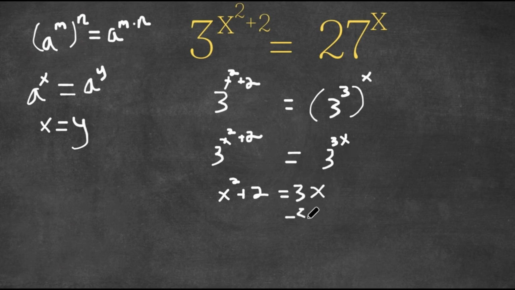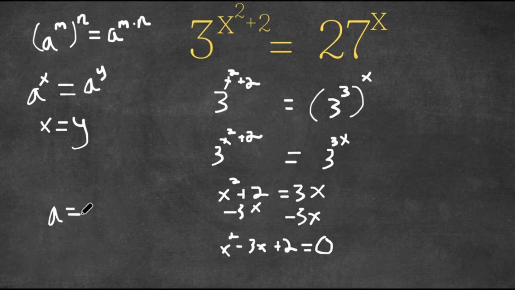So now if I subtract 3x on both sides, I get x squared minus 3x plus 2 equals 0. And now, as you can see, we have a quadratic equation, meaning we can find the solutions using the quadratic formula, which is negative b plus or minus the square root of b squared minus 4ac, divided by 2a. So a is 1 because there is no coefficient here.